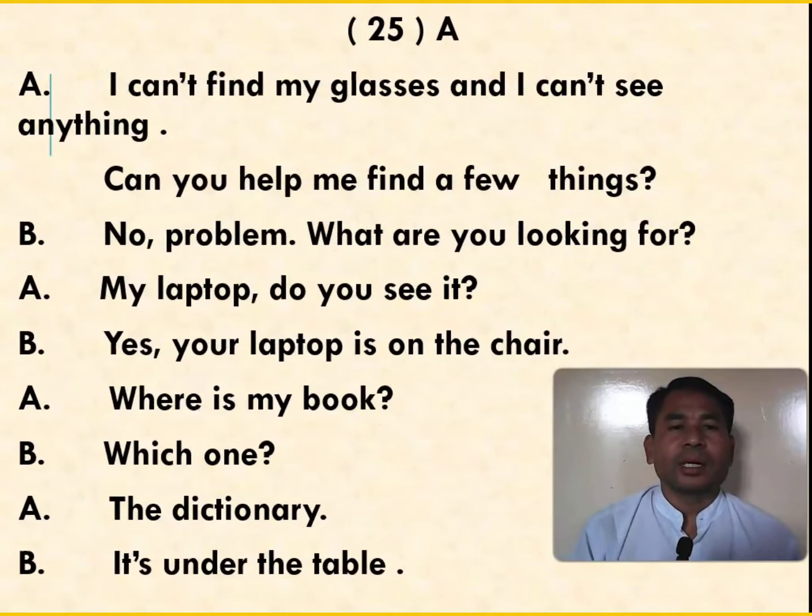Ready, let's go. I can't find my glasses, and I can't see anything. Can you help me find a few things? No problem. What are you looking for? My laptop. Do you see it? Yes. Your laptop is on the chair. Where is my book? Which one? The dictionary. It's under the table.